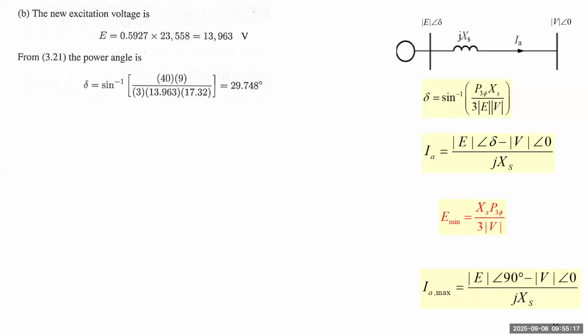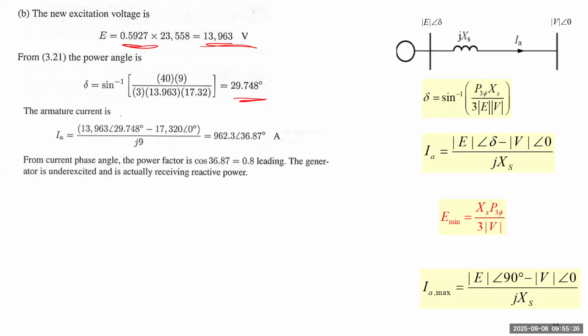So the voltage is further reduced to 59% of the original value. So E becomes even smaller, and the angle becomes close to 30 degrees. And the current, this value, you see the angle becomes 36.87 degrees, which is a leading power factor, because it's a positive sign. So it becomes 0.8 leading power factor.